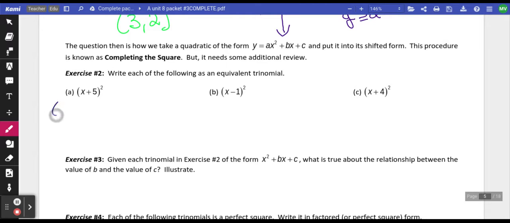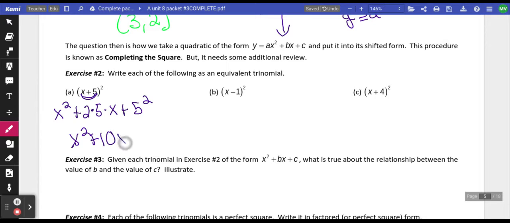So when we do (x plus 5) squared, that means (x plus 5) times (x plus 5), and some of you will do the double distribute. However, if you recall, we talked about that when we are squaring a binomial, we can do that by squaring the first one, then multiplying and doubling. So I'm going to do 2 times 5 times x plus the last one squared. And so that gives me x squared plus 10x plus 25. B should be x squared minus 2x plus 1. And C is x squared plus 8x plus 16.